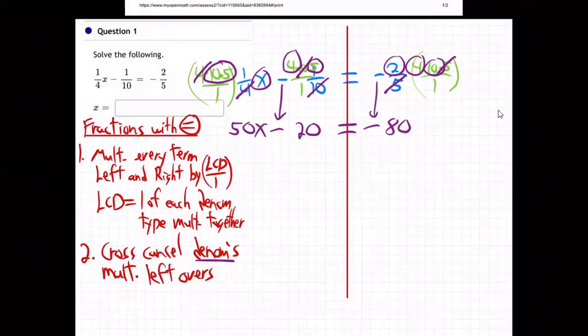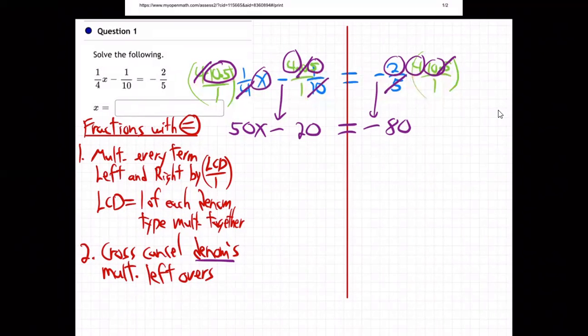So again, what do you do when you've got fractions with an equal sign? Well, you do the same thing to the left and the right. What do you do with an equal sign? You take all 3 denominators, and you put them in the top. 4, 10, 5 over 1 on each term. And the reason you use all 3 is because you want to cancel out all 3.